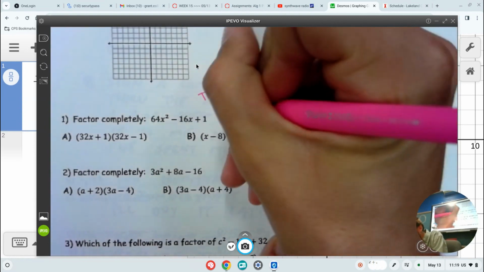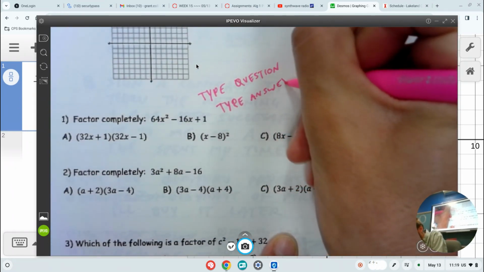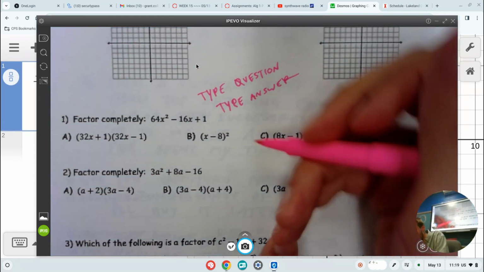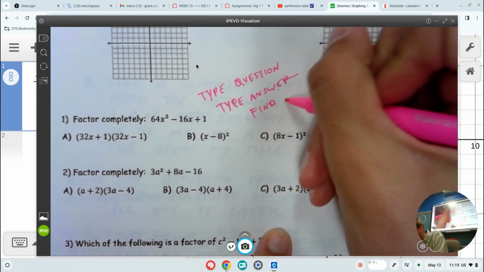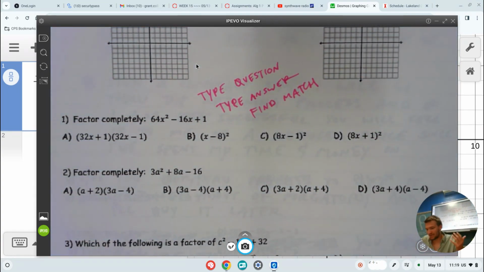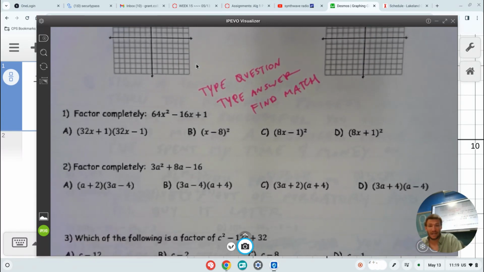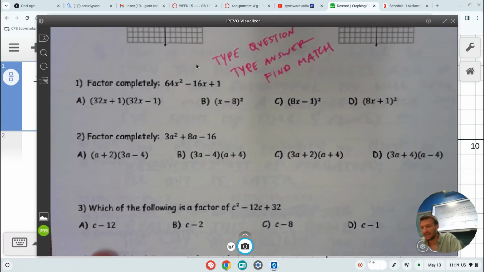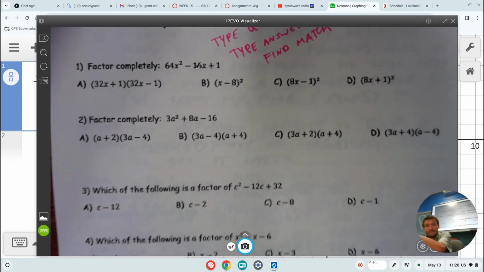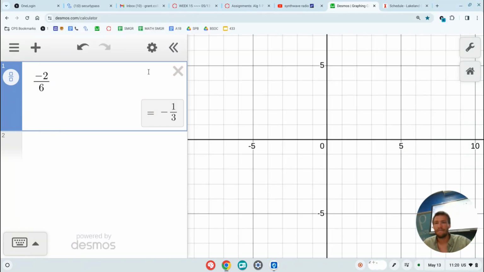After you type the question, type the answer. After you do that, you're gonna find the match. And if you've done those things, then you're good. That's pretty much all the answers. This is traditionally a difficult type of question. Factoring is a killer, or at least it used to be, because now it's some of the easiest stuff on DESMOS. Type in the question, type in the answer, find a match.